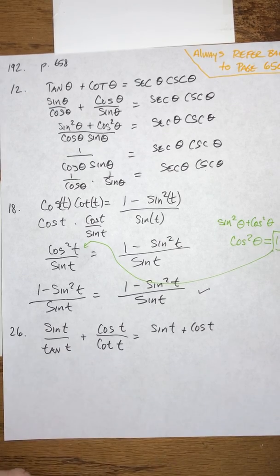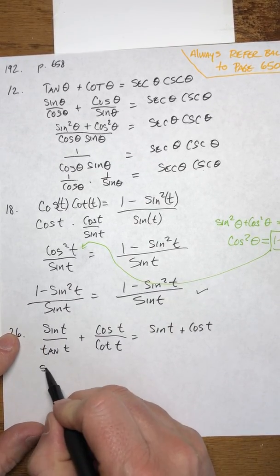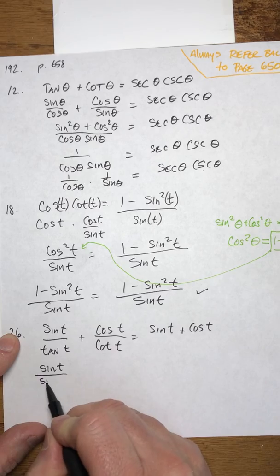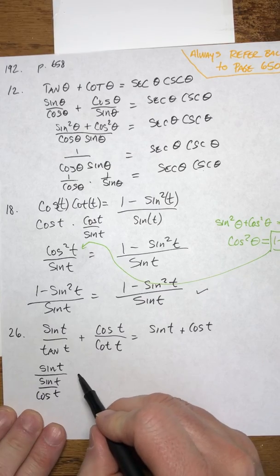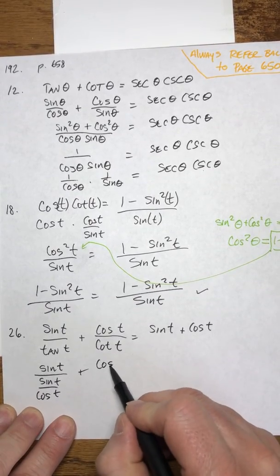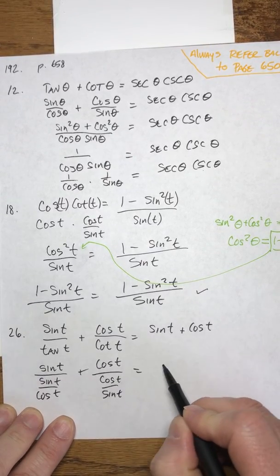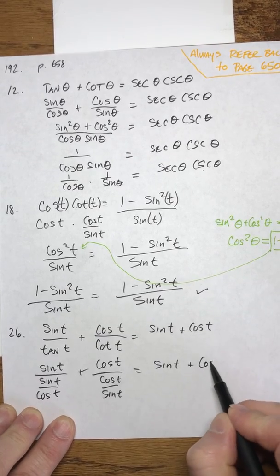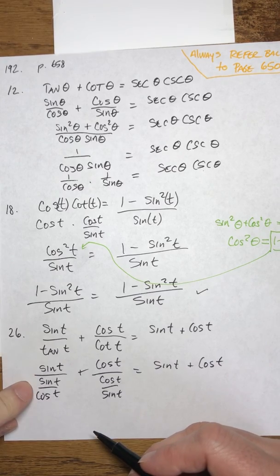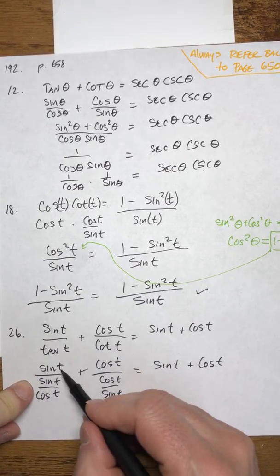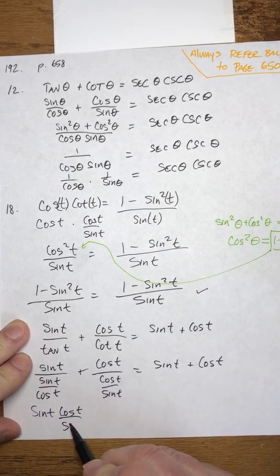Let's see. What would we do here? We've got to make this look like this. I think what we would do is change this tangent out and make it a sine over a cosine. And then what we could do is change this cotangent out and make the cotangent a cosine over sine. Because in the end, we want it to be this. Now if we have one thing, which is sine over 1, divided by sine over cosine, we could flip this one and multiply it up top. So we have sine cosine t over sine t.